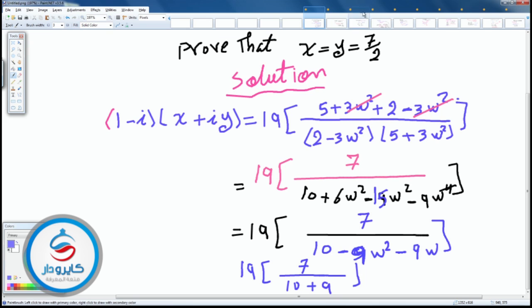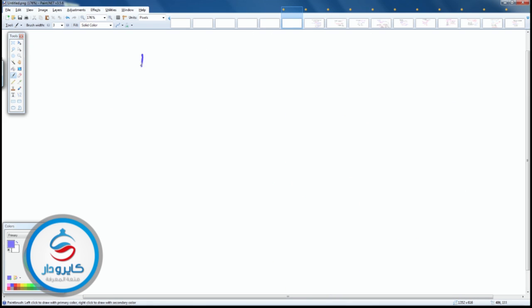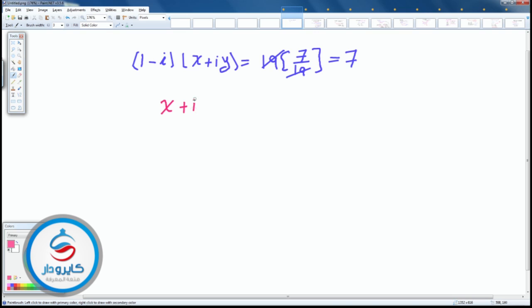Now we have to write 1 minus i multiplied by x plus iy equals 19 times 7 over 19, which is 7. Let's simplify this part. We have 1 minus i times x plus iy now equals 7.